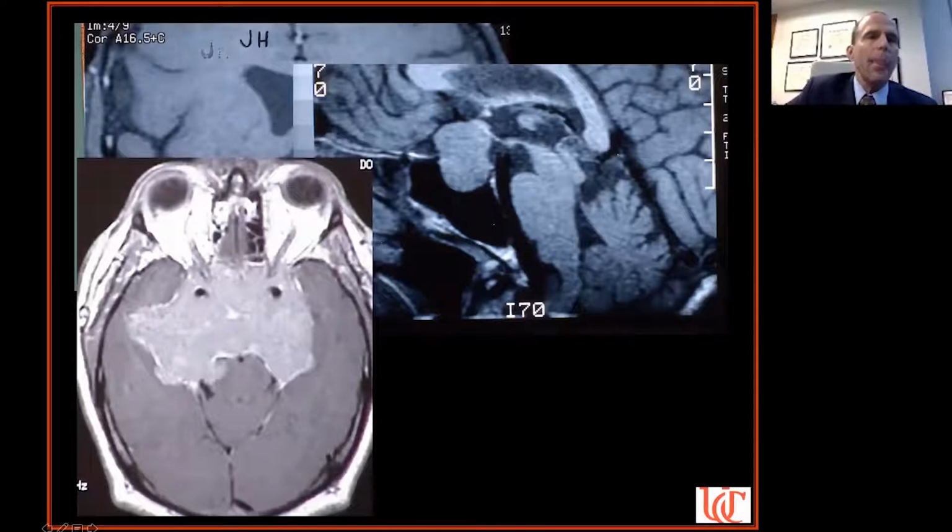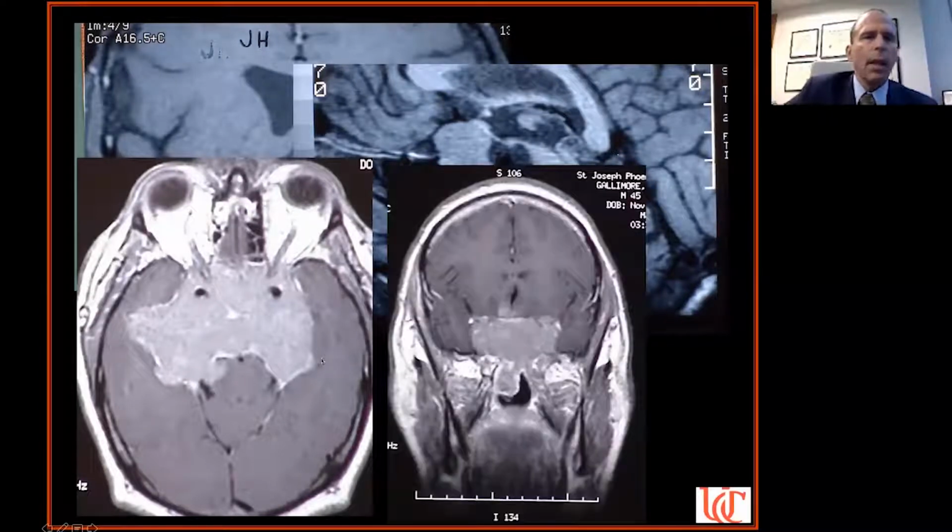Here's a patient who had a bilateral optic neuropathy. You can see both optic nerves heading into this large skull base meningioma, causing bilateral optic neuropathy. Here's the same patient with this olfactory groove meningioma that's just huge. This person actually did quite well when this tumor was removed, with good recovery of vision.